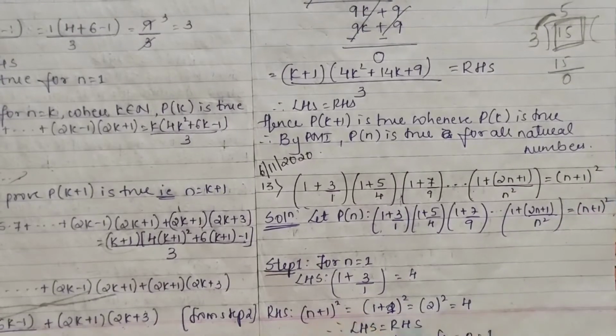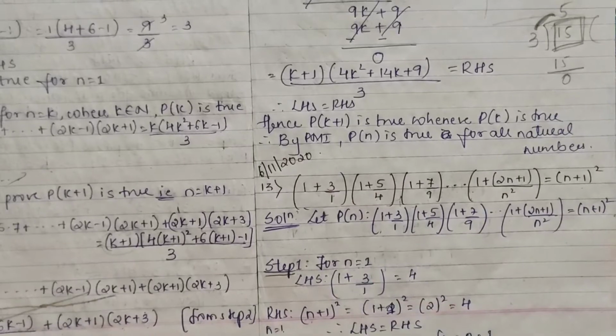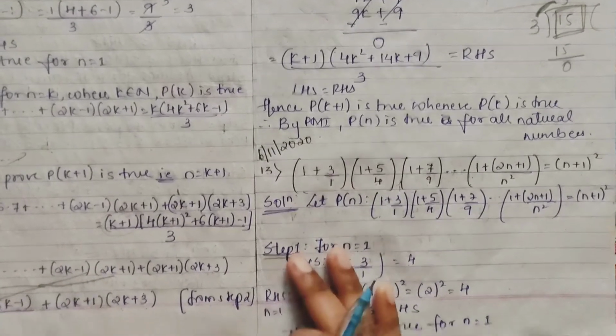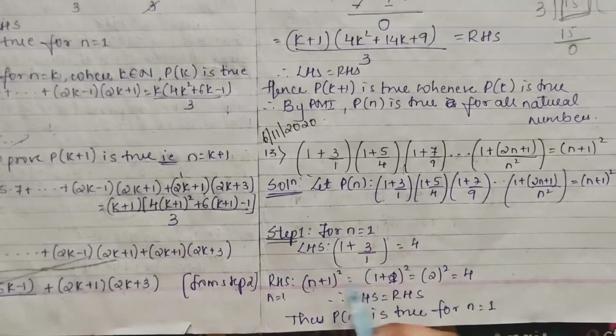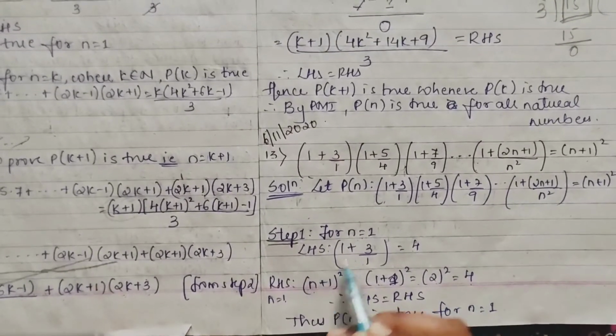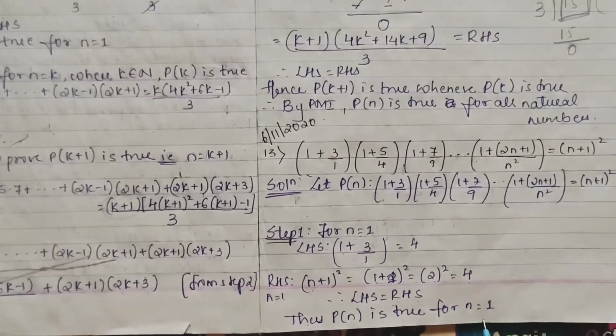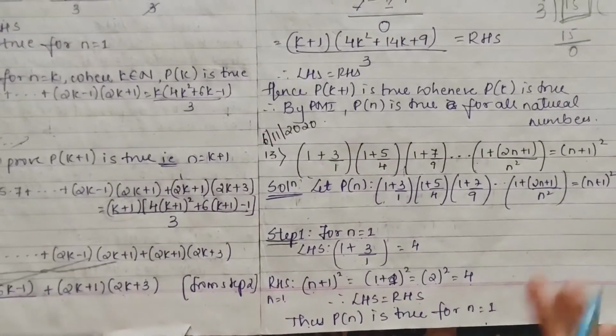RHS is (n plus 1) square. So in place of n, what will you put? 1, right? Because we have taken n is equal to 1. So what does it become? 1 plus 1 the whole square. 1 plus 1 is 2, 2 square is 4. So therefore your LHS is equal to RHS. Thus P of n is true for n is equal to 1. I hope this much is clear.